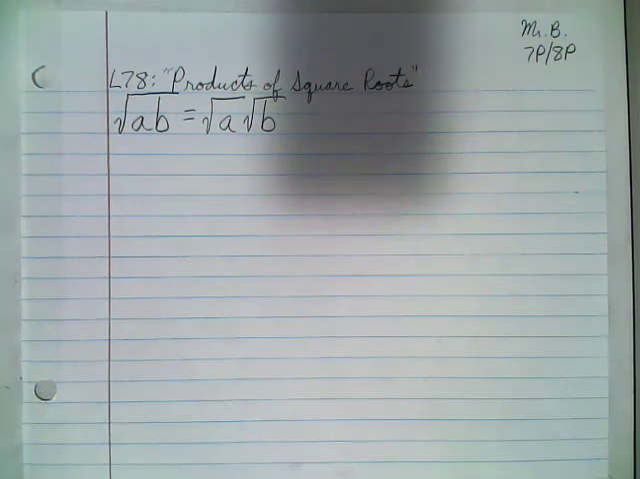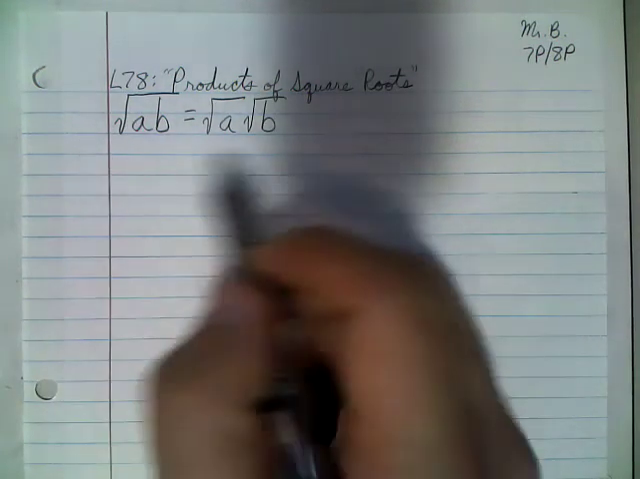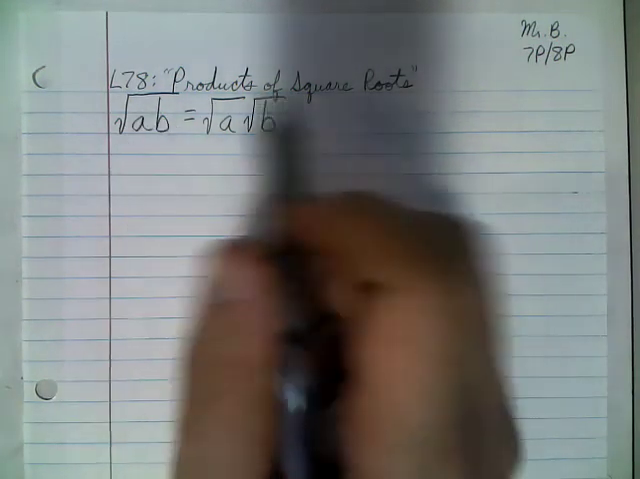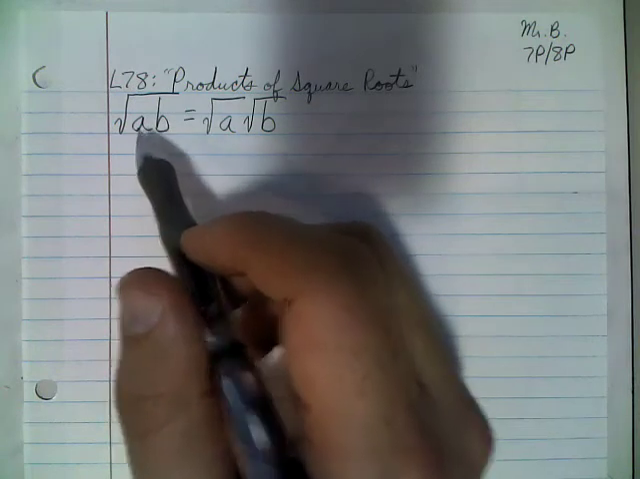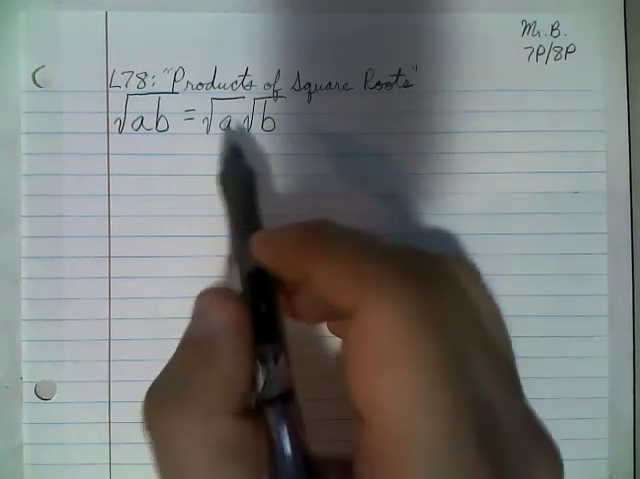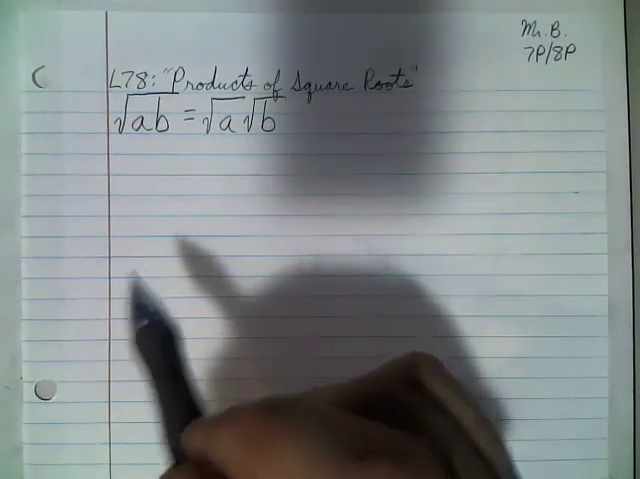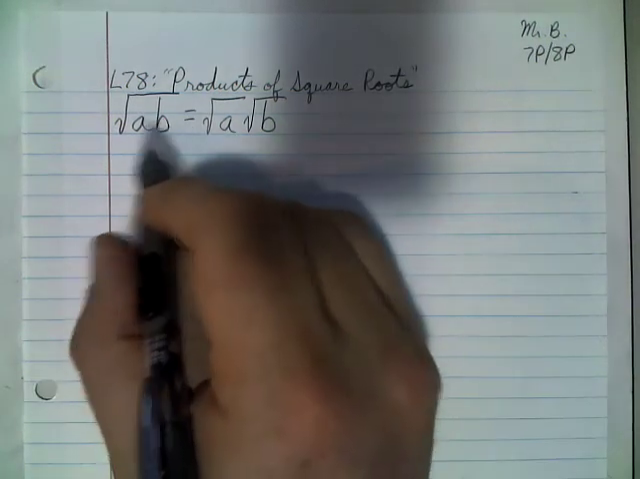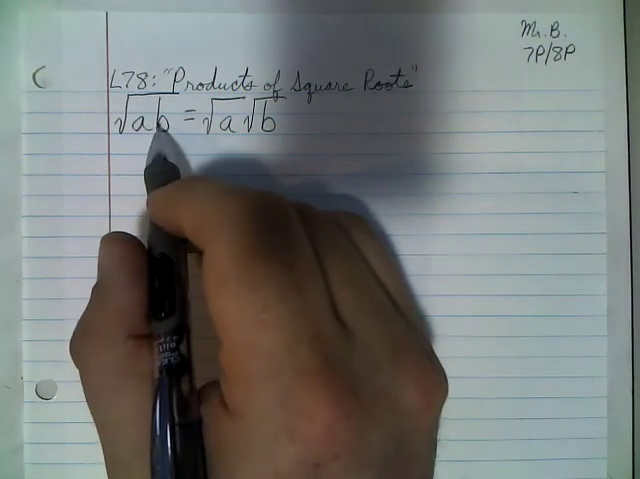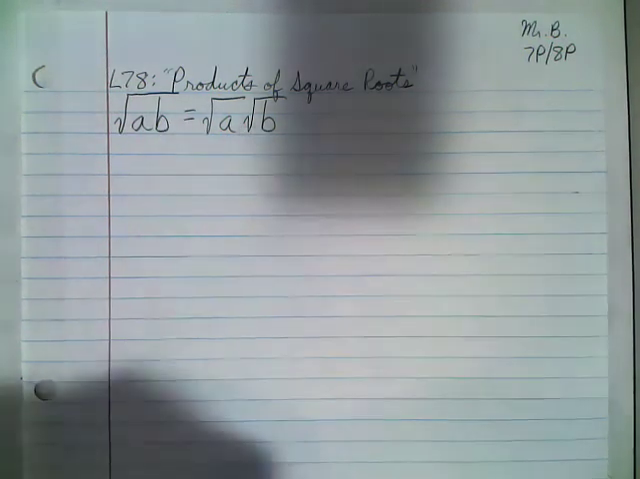So ladies and gentlemen, this lesson starts off with this property right here, which we're going to be really focusing on and using throughout. So the square root of a times b equals the square root of a times the square root of b. So the idea here is that when we are multiplying two things together, the root can distribute to each of these, so it can split.